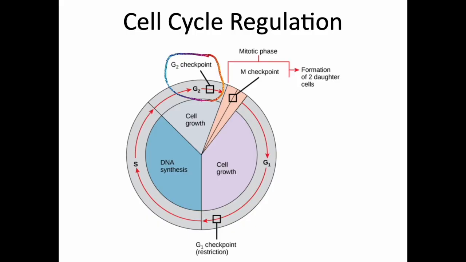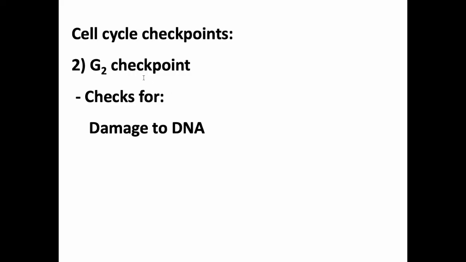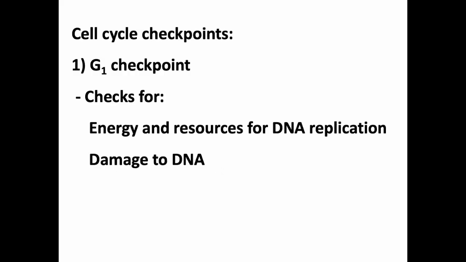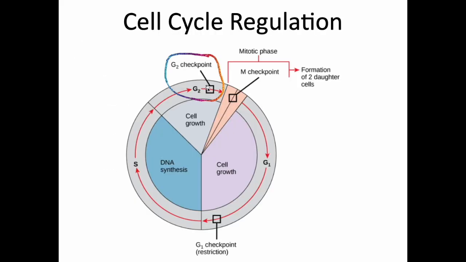Our next cell cycle checkpoint is called the G2 checkpoint, which, again, I like these names, is in G2. It's near the end of G2. And what is the G2 checkpoint checking for? Well, it's also checking for damage to DNA. And this sounds a little redundant with the G1 checkpoint, but at this point, it's been a long time since the last checkpoint. You replicated everything.